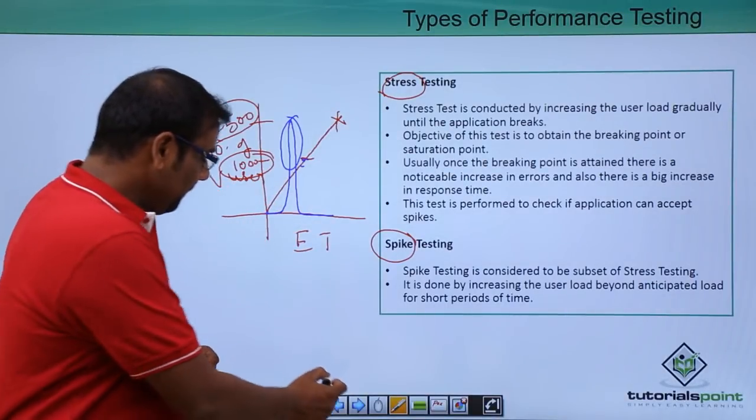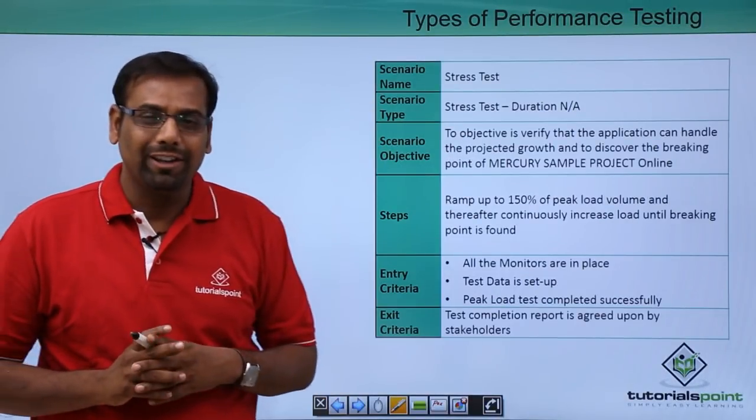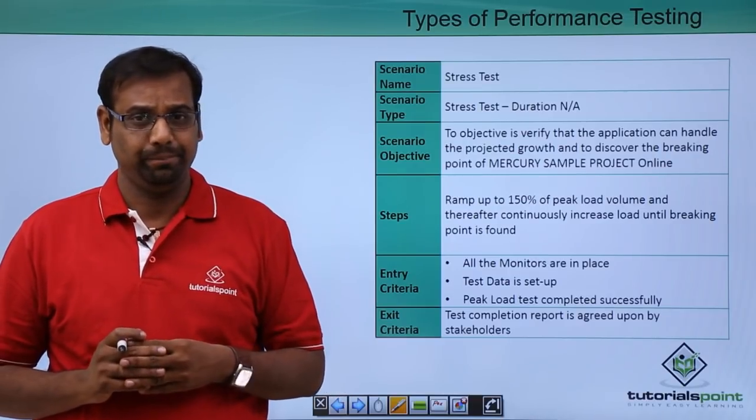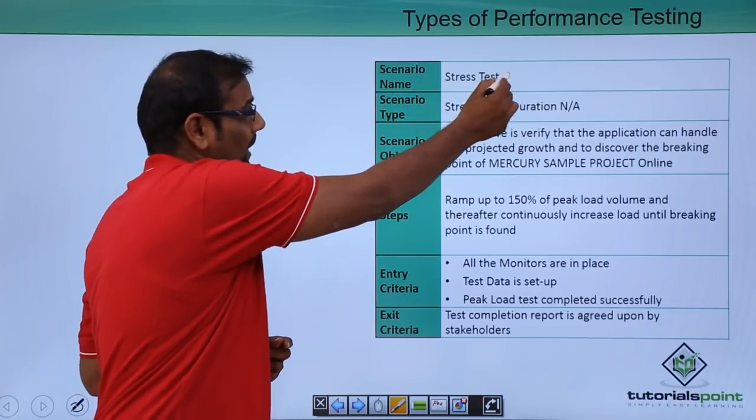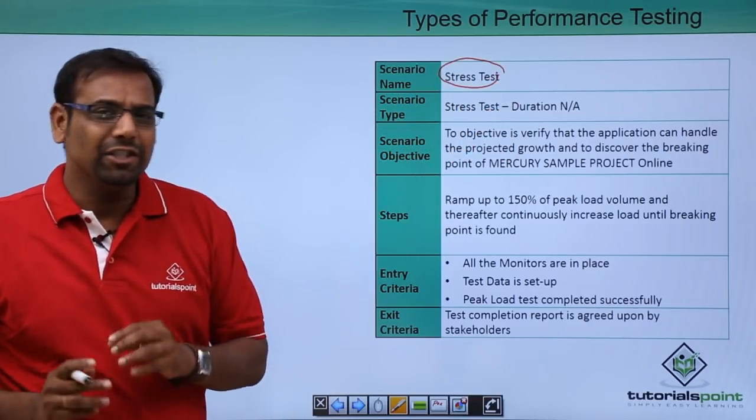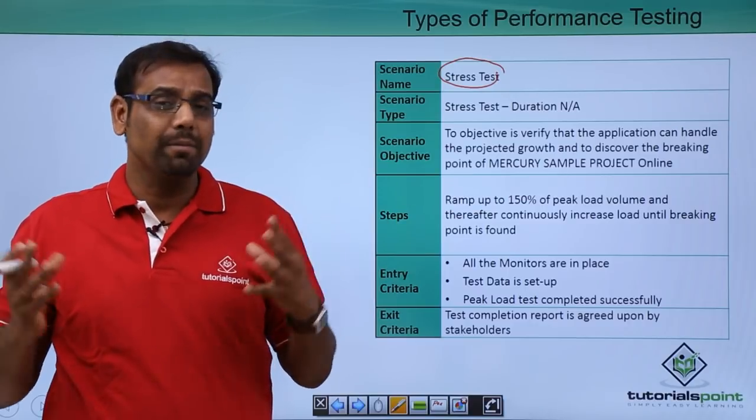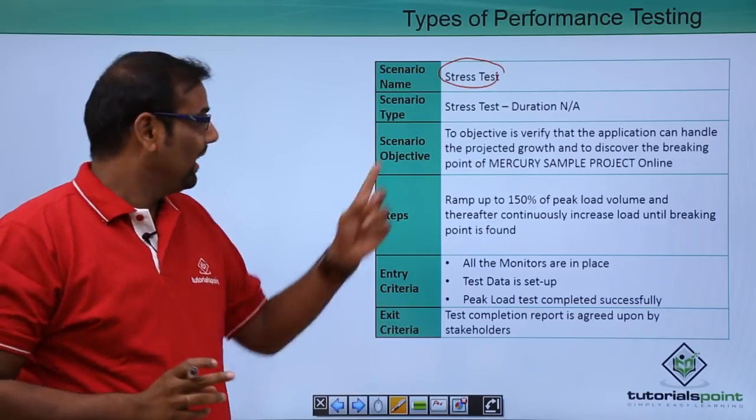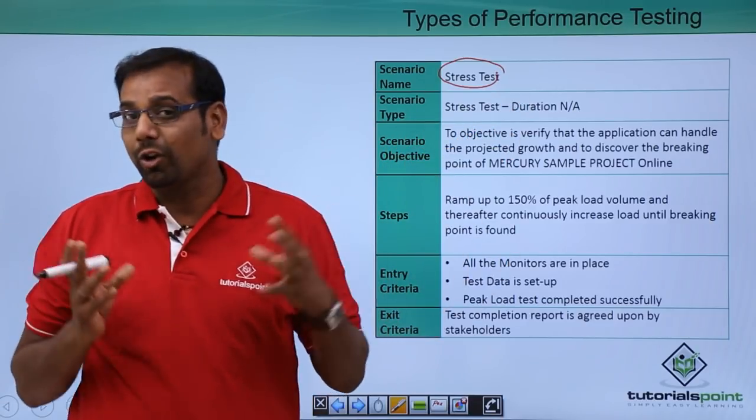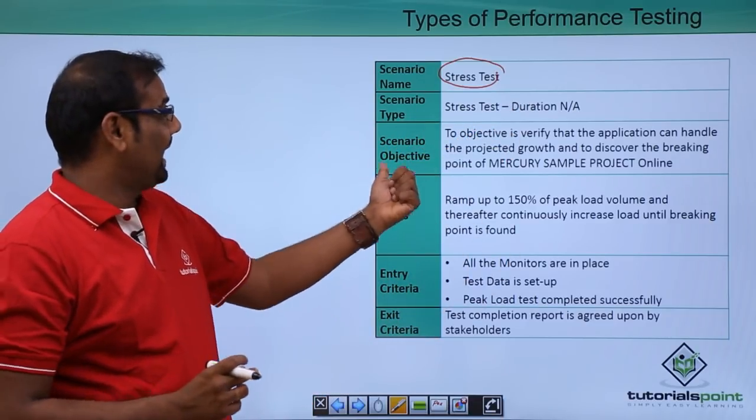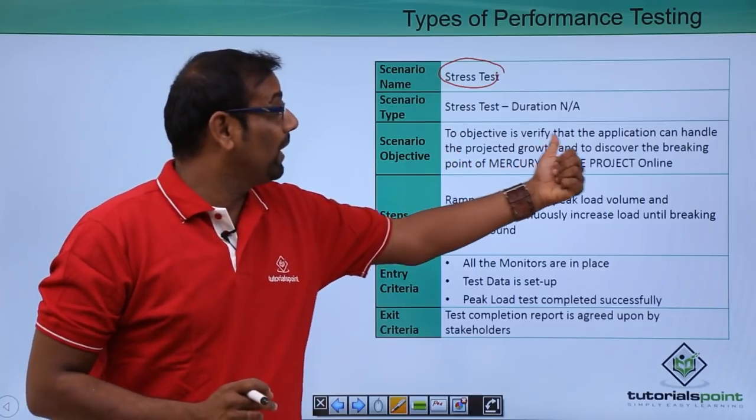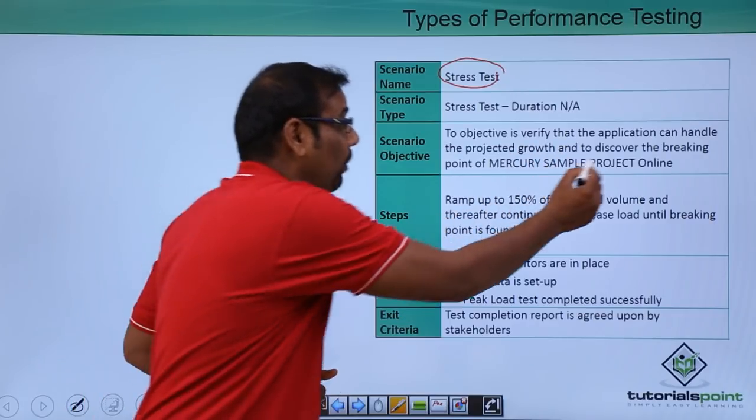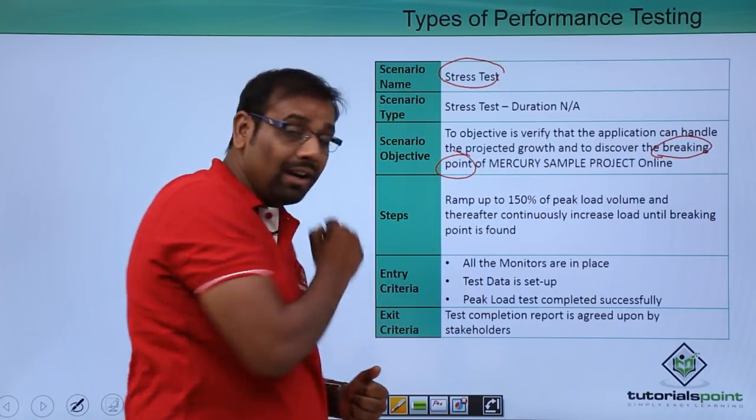Now, let's look at the scenarios for the stress test, how it will be implemented in real-time projects. As you can see here, the scenario name is stress test, and the duration is not applicable because we don't know when the breaking point is. So you keep increasing it until you identify the breaking point. That is the reason why we don't know how long we're going to execute this test. And the objective is to verify the application can handle the projected growth and to discover the breaking point. You see here, to discover the breaking point.